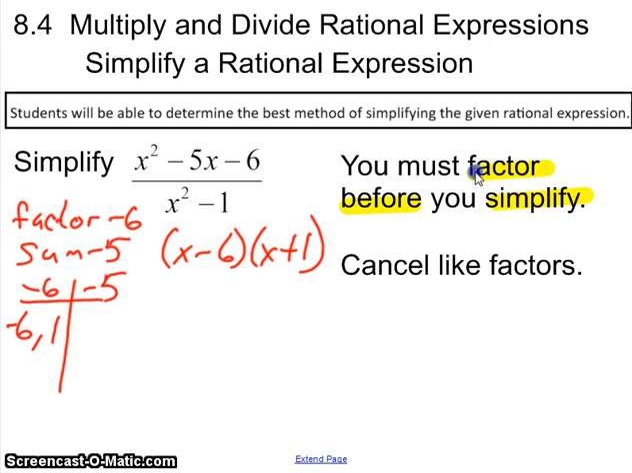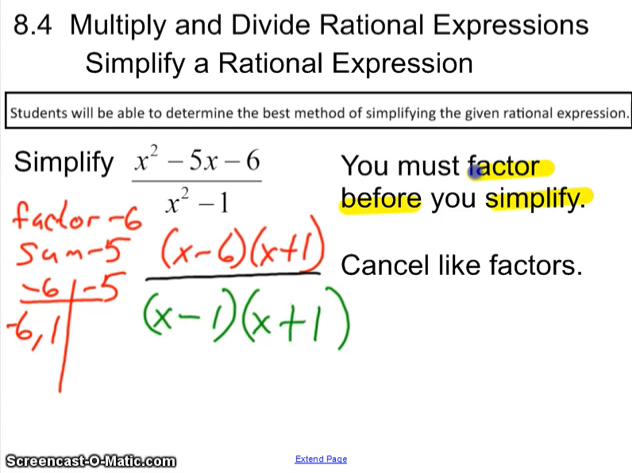Now the denominator. The denominator has two terms. It is the difference of two squares. So the square root of x squared is x, that's your first times first. And the square root of 1 is 1, that's last times last. One of these is a minus, the other is a plus.